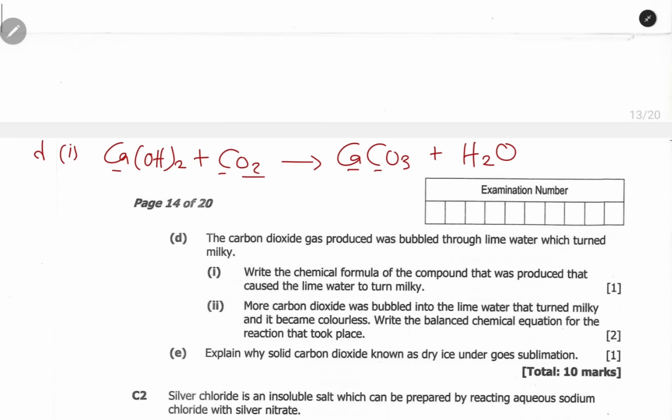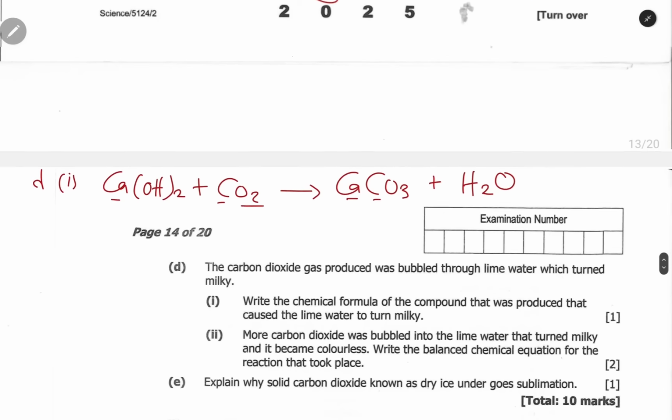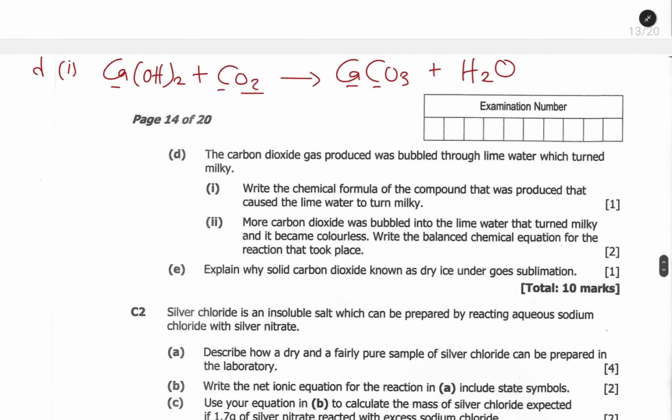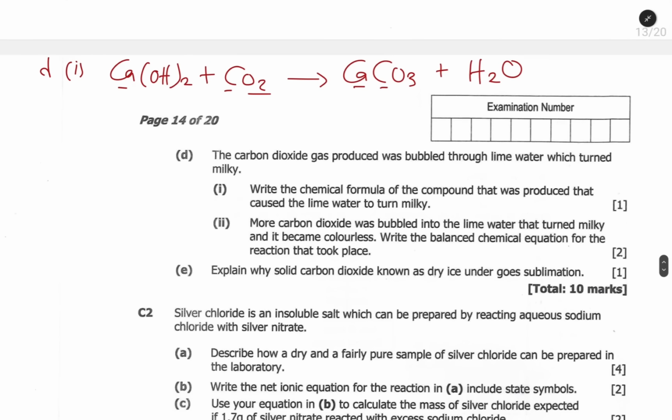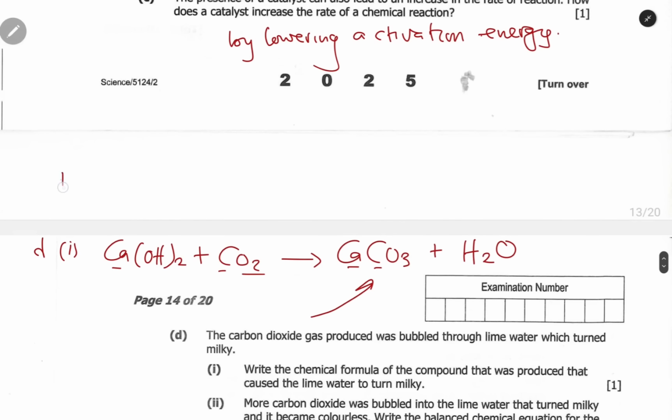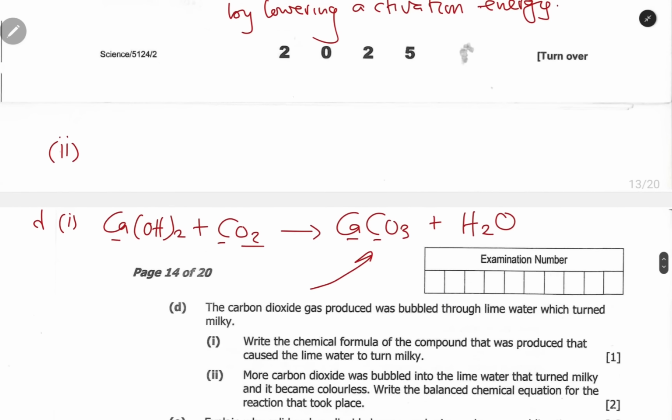Okay. Then we are told again that more carbon dioxide was bubbled into the lime water that turned milky and it became colorless. Write the balanced chemical equation for the reaction. So, further carbon dioxide was added to this water that turned milky. Now they are asking us to write the chemical equation. So I'm going to put D2 right here for lack of space. How is it going to be?